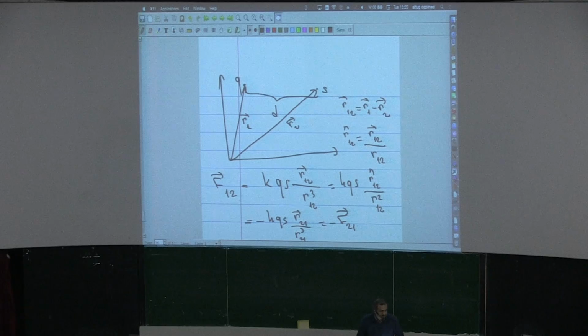Now let's go back to the modern picture. Yes? That is how I defined it. This is my definition. If you want to define it in a different way, you can just define it a different way. With this definition, this equation is correct.